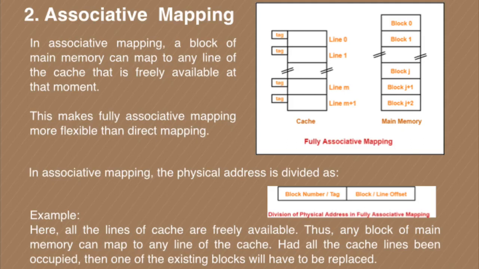For example, here all the lines of cache are freely available. Thus any block of main memory can map to any line of the cache. If all the cache lines are occupied, then one of the existing blocks will be replaced.